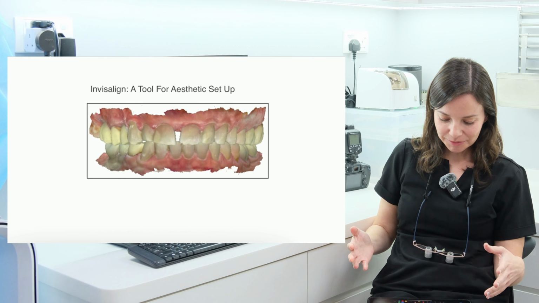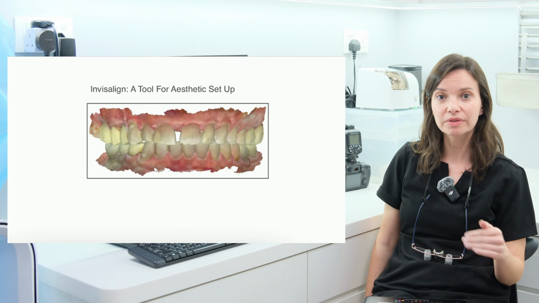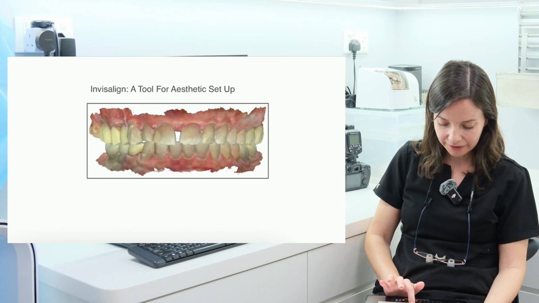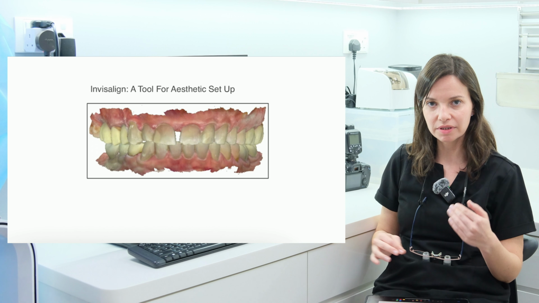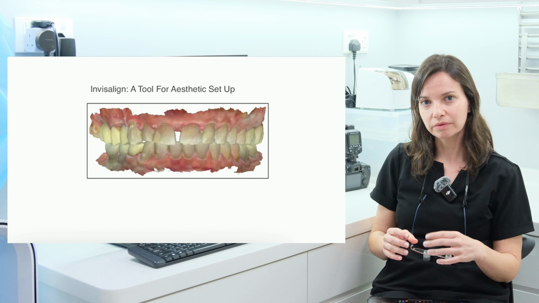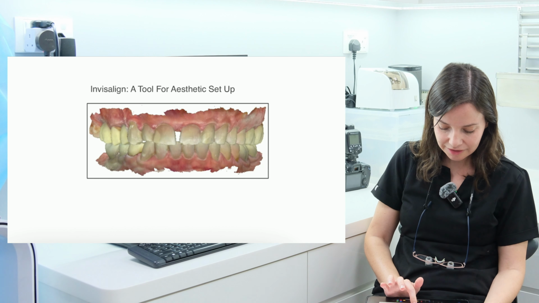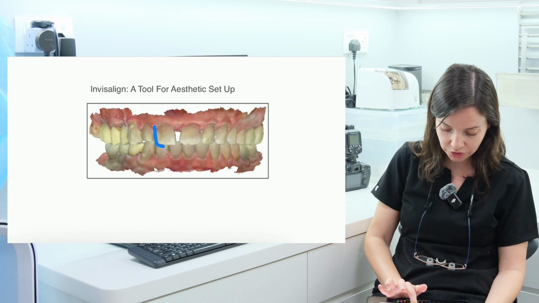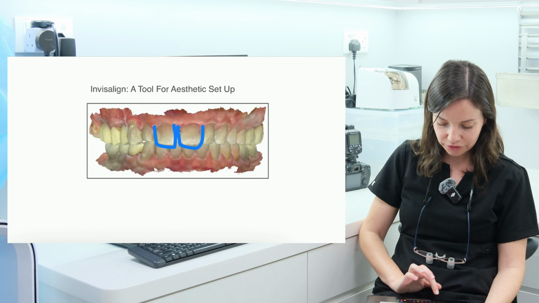The last case that I'm going to show you is a case that demonstrates how Invisalign can be used to set up for an aesthetic treatment. So in this case, you can see that the patient has a big gap between her two front teeth, and she was interested in getting veneers to correct some of the aesthetic concerns. So in this case, if you just go ahead and do veneers on the two front teeth, you're going to end up with two giant blocks that look like chiclets in the front, which nobody wants.